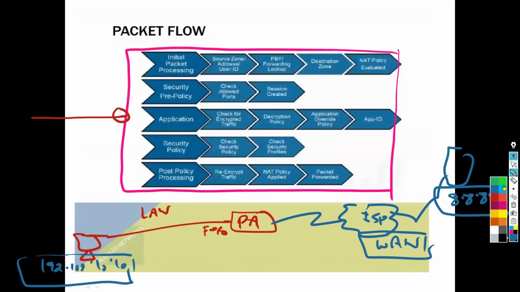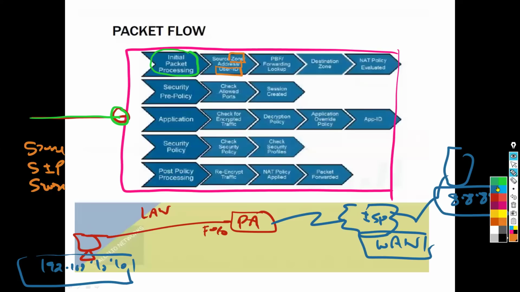So my point is, when traffic hits any ingress interface, the Palo Alto firewall will do initial packet processing first. And in initial packet processing, the firewall will check source zone information, source IP address information, and source user information. So the firewall will check the traffic source zone, source IP, and source user.